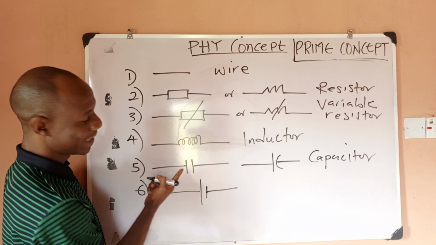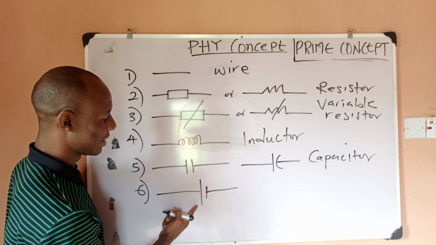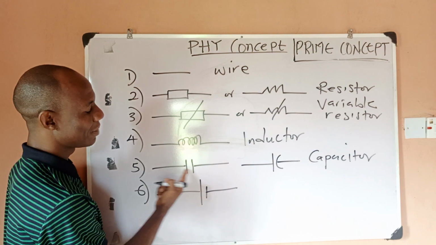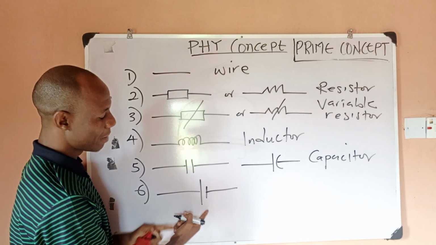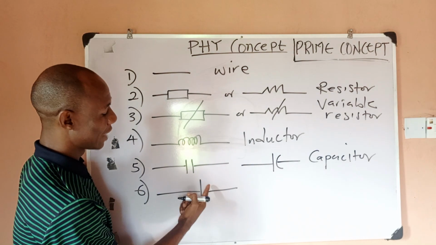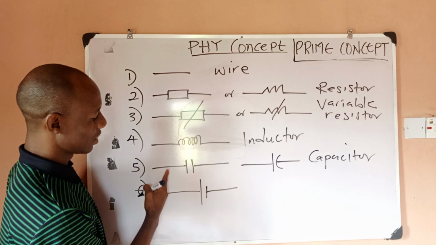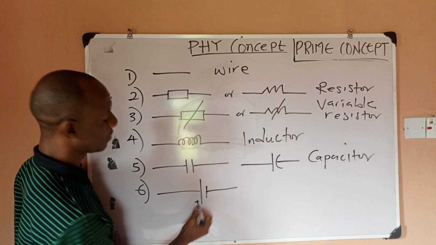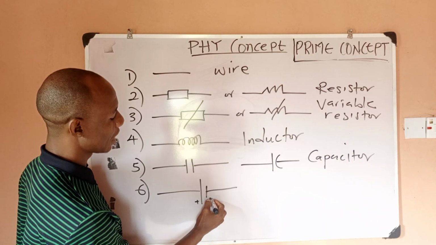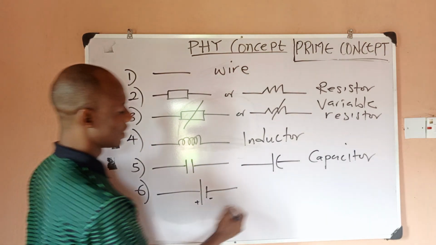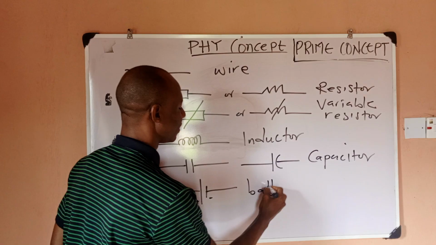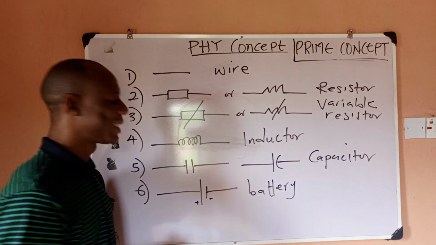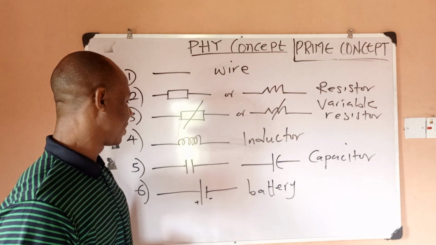Note the difference between a capacitor and a battery. For a capacitor, the two terminals are equal. For a battery, one terminal is long and the other terminal is short. For a battery, the long terminal is our positive terminal, and the short terminal is our negative terminal. So this is the symbol for a battery. These are the basic components we'll be meeting.